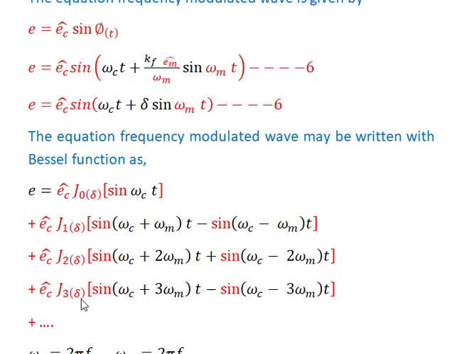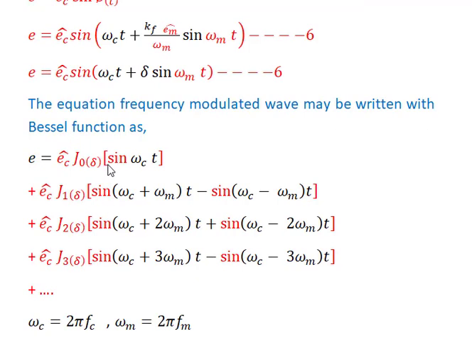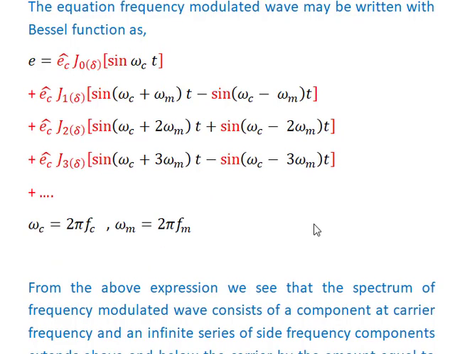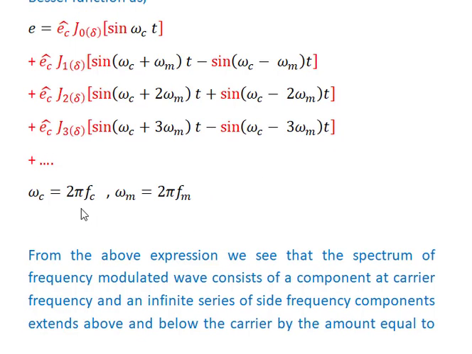e equals Ec cap J0 of delta sin omega c t plus Ec cap J1 of delta times sin (omega c plus omega m) t minus sin (omega c minus omega m) t, plus Ec cap J2 of delta times sin (omega c plus 2 omega m) t plus sin (omega c minus 2 omega m) t. Likewise, you know well that omega c equals 2 pi fc and omega m equals 2 pi fm.